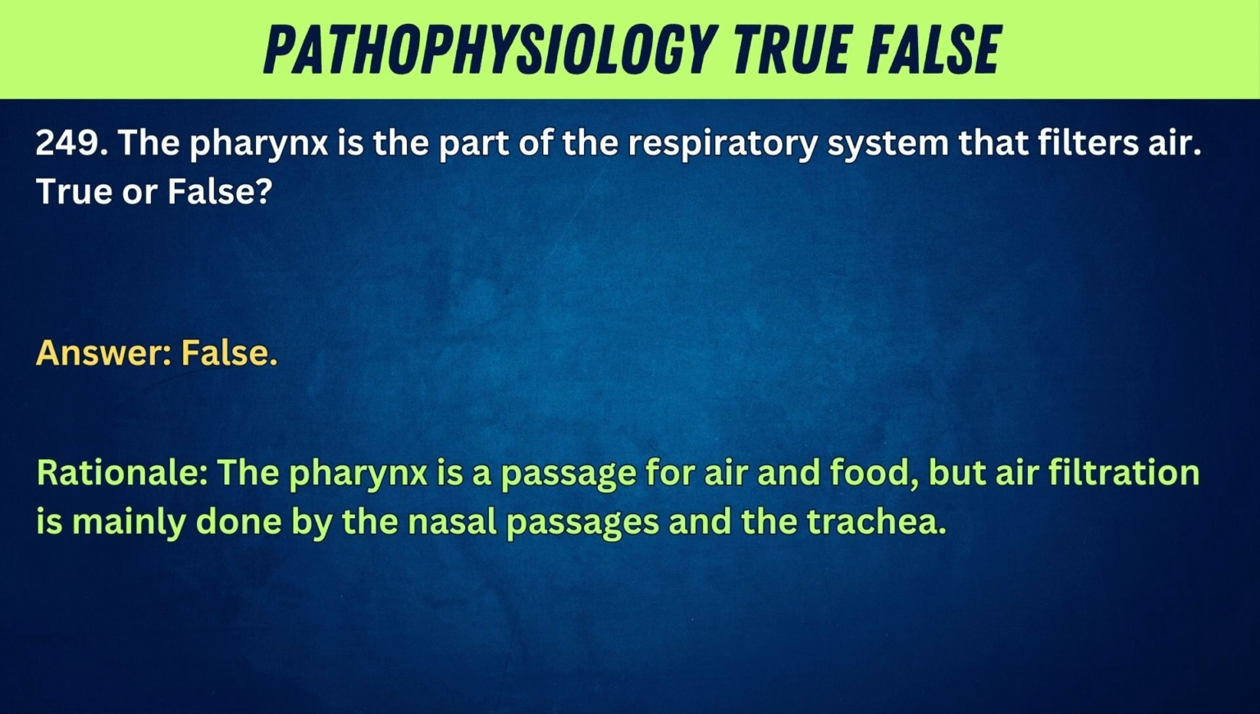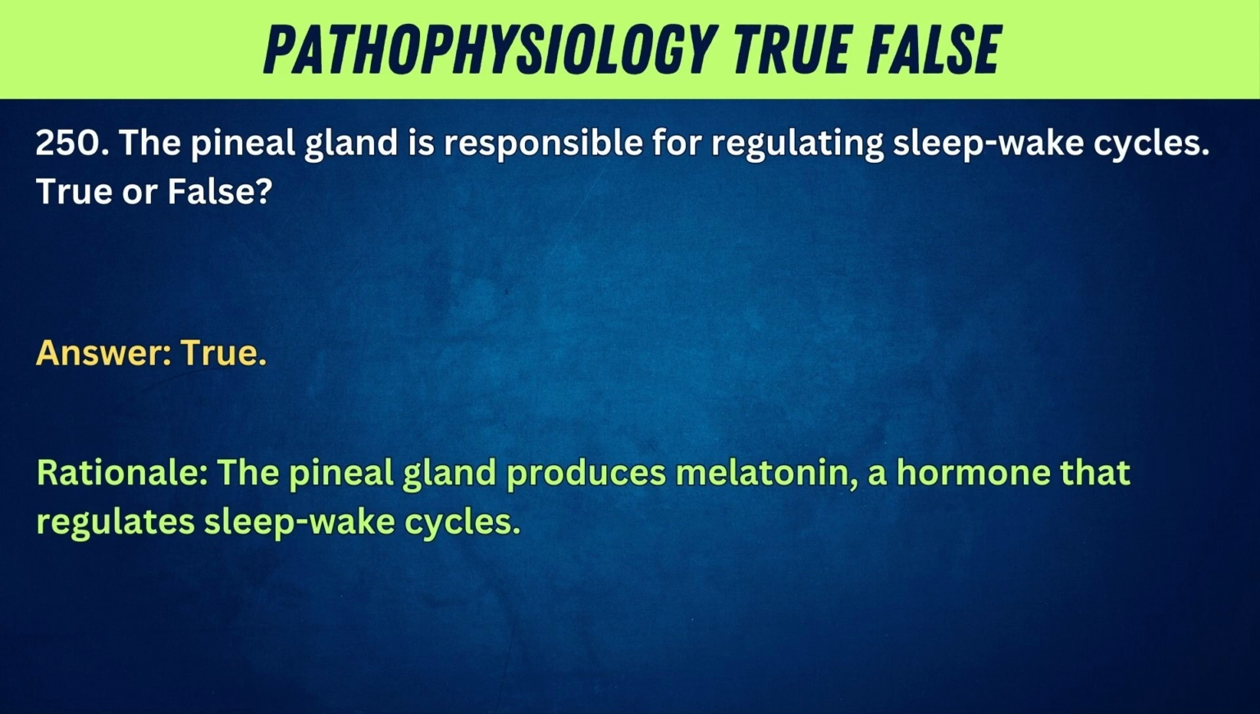249. The pharynx is the part of the respiratory system that filters air. True or false? Answer: false. Rationale: the pharynx is a passage for air and food, but air filtration is mainly done by the nasal passages and the trachea.